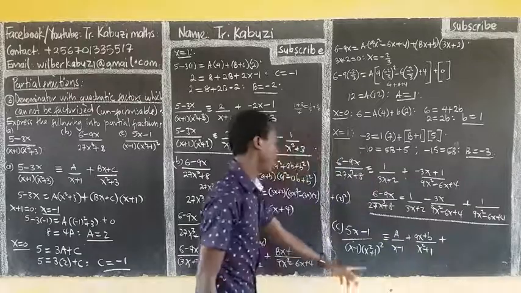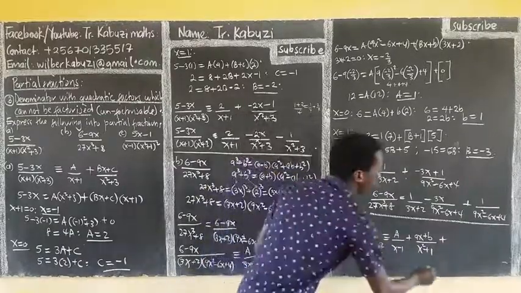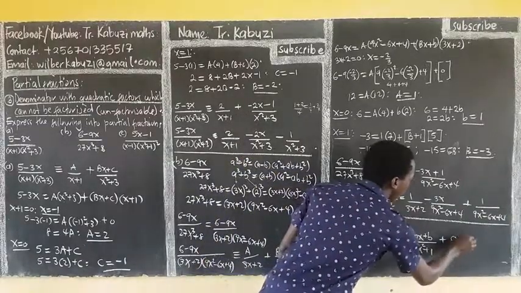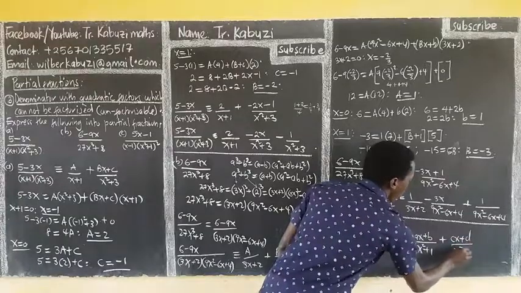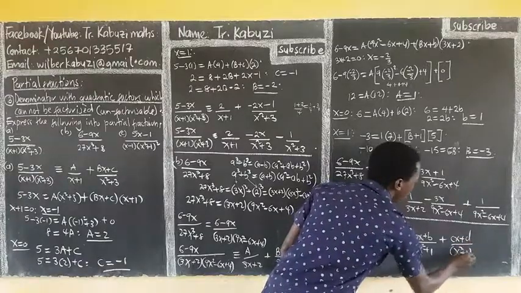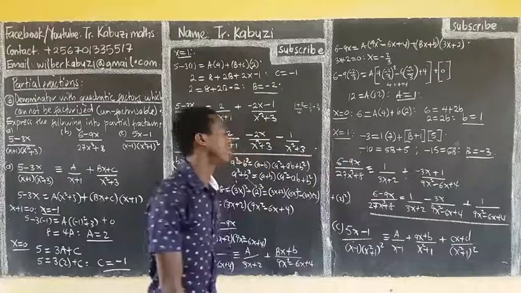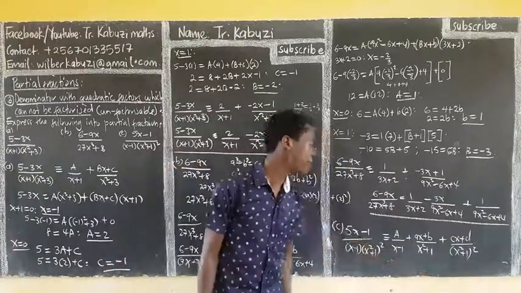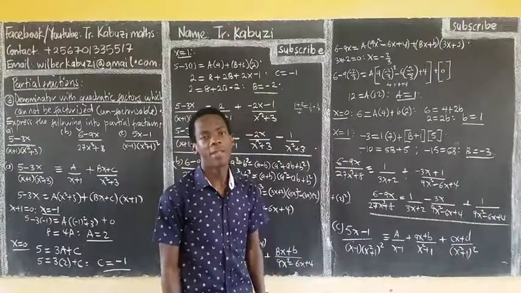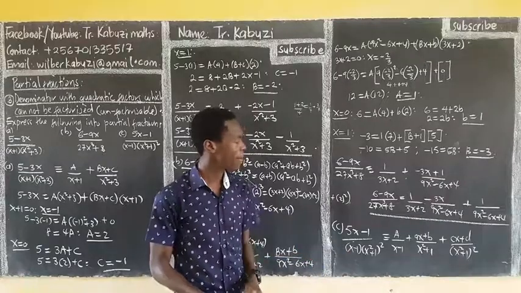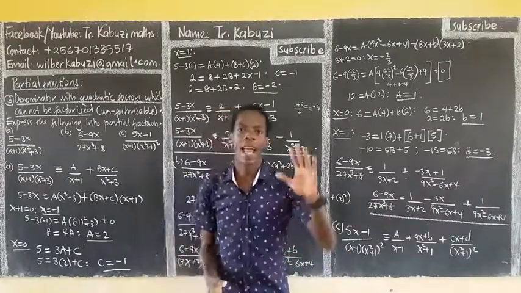Then plus, you go now to the next, which will be cx plus d over x squared plus 1 into the whole 2. Now if we have 5 unknowns, we need to get 5 simultaneous equations and solve them. So that's how we have these ones. I wish you well.